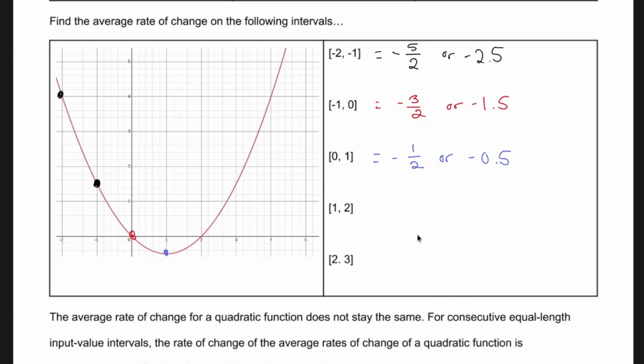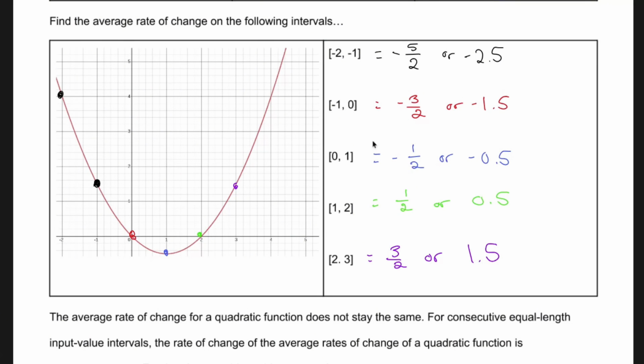Now we're going from 1 to 2. From 1 to 2, we're now going up 1/2 over 1. So this is going to be +1/2, or just 0.5. And last but not least, we're going from 2 to 3. That's up 1.5 over 1, which is 3 over 2, or 1.5.